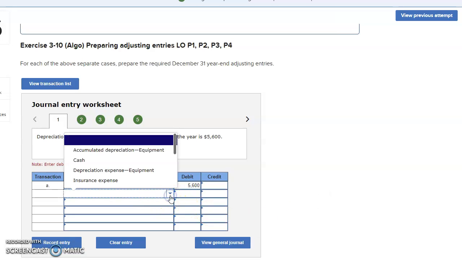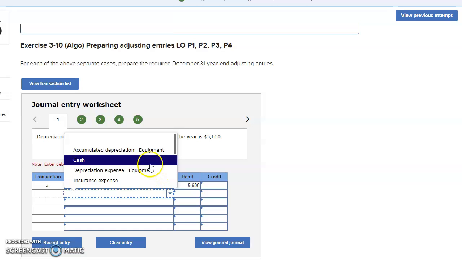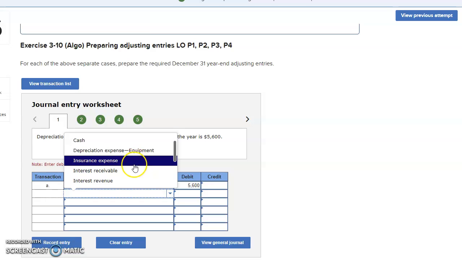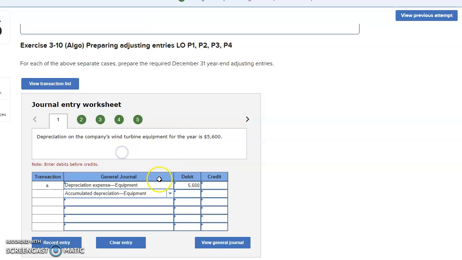And the other adjustment that we have to do is the accumulated depreciation that we need to put at the end, $5,600. Okay, and that one is complete.